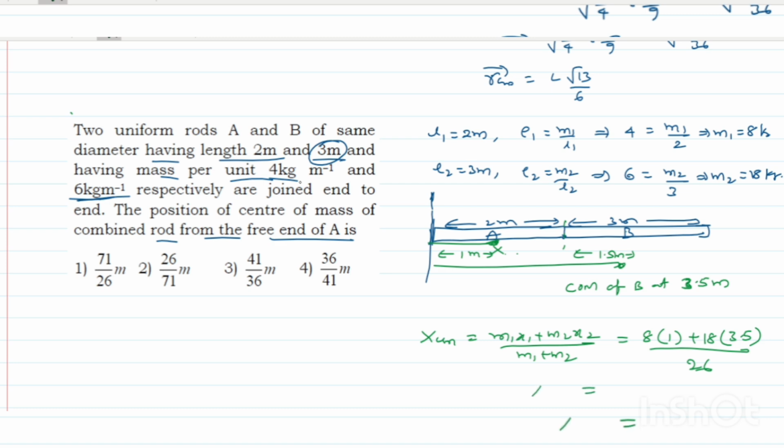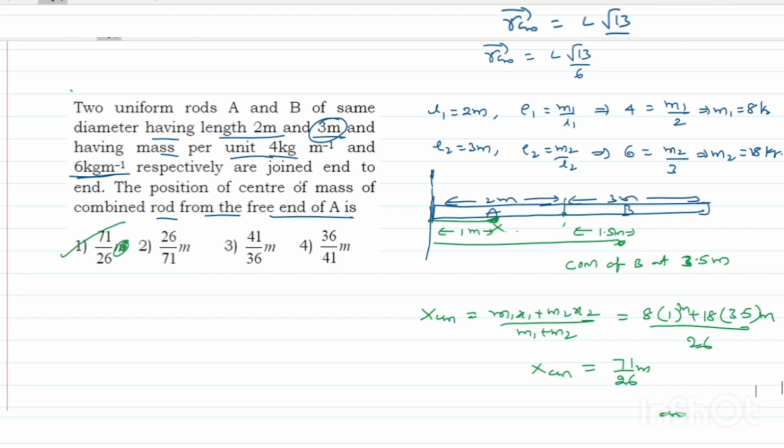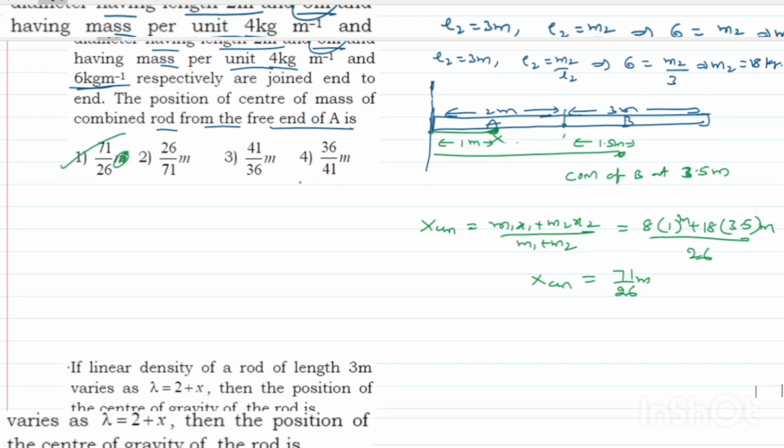So simplifying together, the XCM value will be nearly 71 by 26. Here the unit is meter, the length 2 m is given, students. In all the cases, you can take m here, and m here, like that. Now let us see the next question.